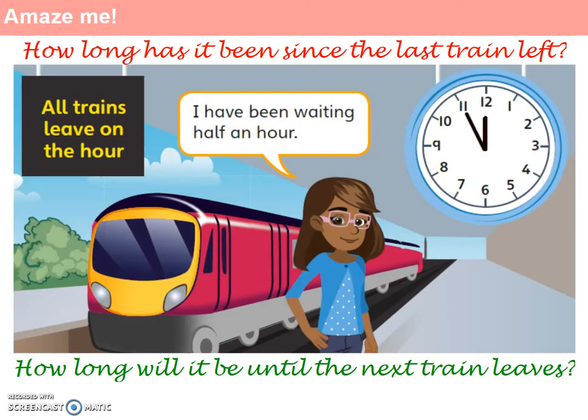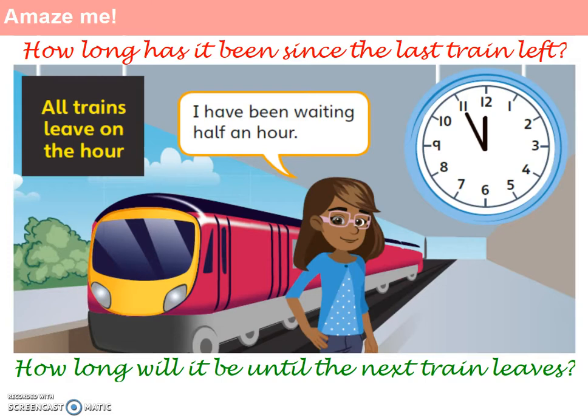Opening up our textbook, we can see that our first problem relates to our train station. And we're given 3 pieces of information. The first bit of information is that all trains leave on the hour. The second is the current time on the analog clock. And the third is from a passenger who tells us that they've been waiting for half an hour. And question 1A is asking us, how long has it been since the last train left?